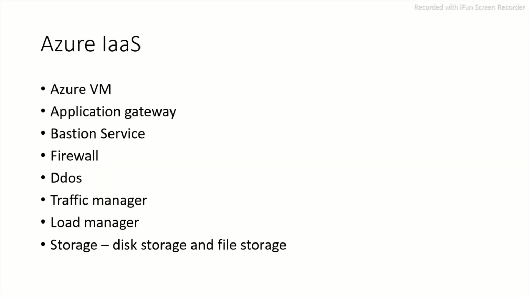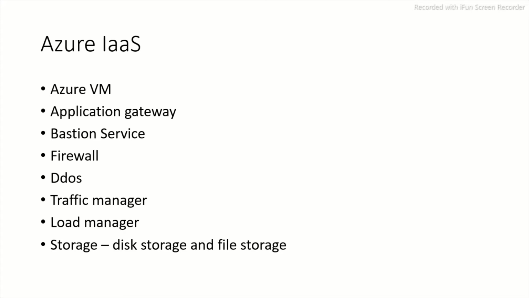In the Azure IaaS services, I have listed some services here, such as Azure VM, Application Gateway, Bastion service, Firewall service, DDoS, Traffic Manager, Load Balancer, and storage, such as disk storage or file storage. How I categorized IaaS and PaaS: these are the services where you don't need to write code to use them. With some services I have to write code to use them, but with these you don't need to write a single piece of code. They just have to be configured along with your application.